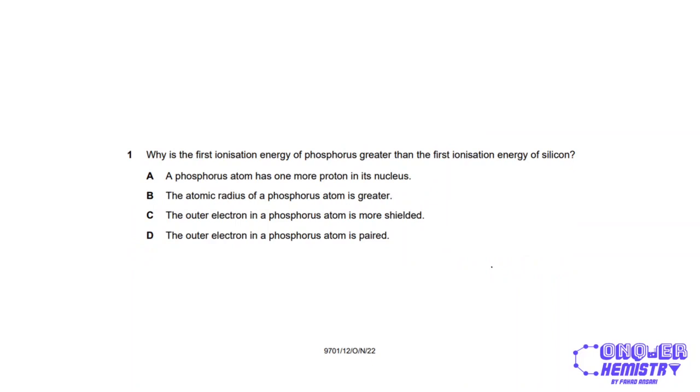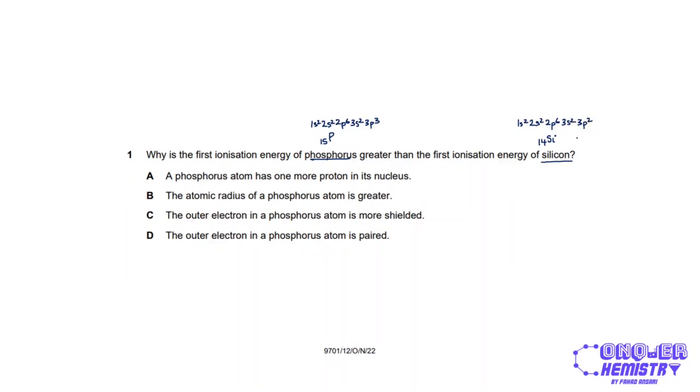So the first question is, why is the first ionization energy of phosphorus greater than the first ionization energy of silicon? Now, if you look up the periodic table, phosphorus has a proton number of 15, and silicon over here has a proton number of 14. So they're right next to each other in the periodic table. And if I write down their electronic configurations, phosphorus is 1s2, 2s2, 2p6, 3s2, 3p3. All right. And silicon over here is going to be just 1 electron less. So we write the same things in the beginning. The only difference is that the last subshell will have 2 electrons rather than 3.